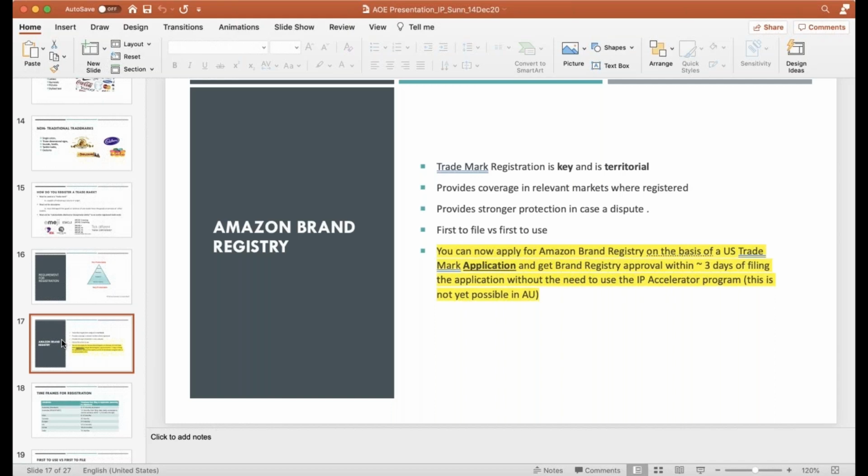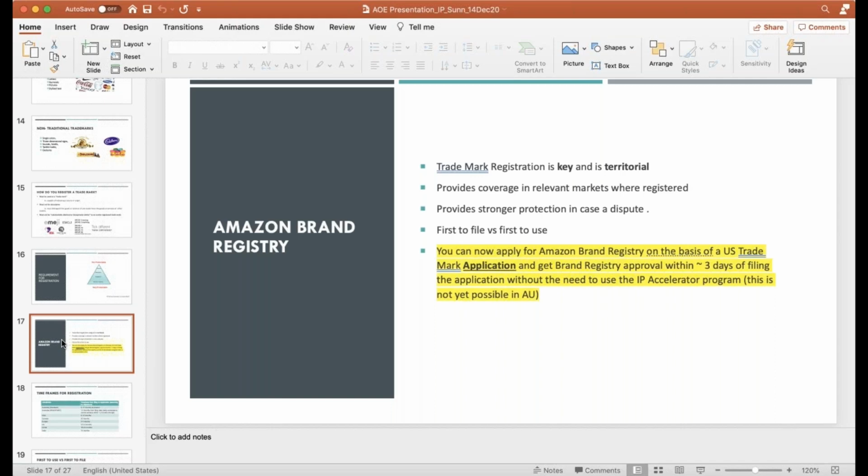Now, Amazon brought in the IP accelerator program, which was a bit of a rort in that if you went with one of their lawyers and paid a nice pretty penny, they got you unlocked for brand registry within a week or so. They've now brought in, it's only for the US as far as I can find so far, that you can apply for brand registry on the basis of an application in the US within about 3 days of filing that application.